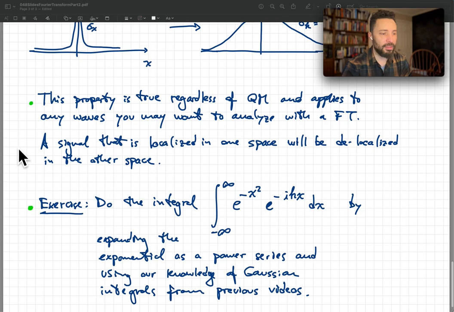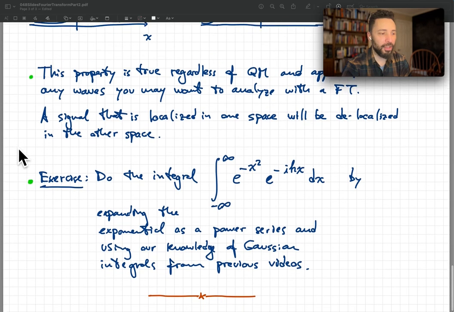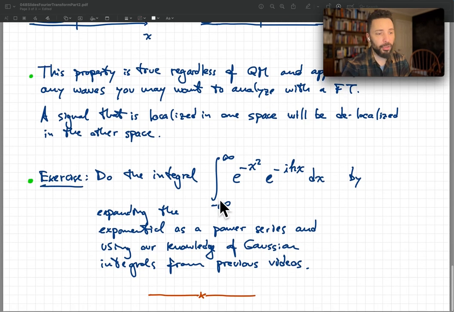So that's almost all I have for you today. As an exercise, you should try to do the integral from minus infinity to infinity of our Gaussian factor. I simplified it here by taking sigma to be 1, because it doesn't add anything for this particular exercise. So you can consider this integral, e to the minus x squared, e to the minus ikx dx.